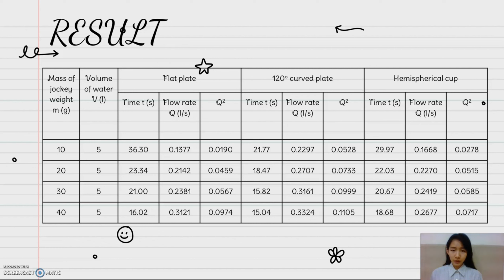The Q-square momentum was also calculated. So in the graph of mass of jockey weight versus the Q-square momentum, there was a directly proportional relation. This is all about my part.